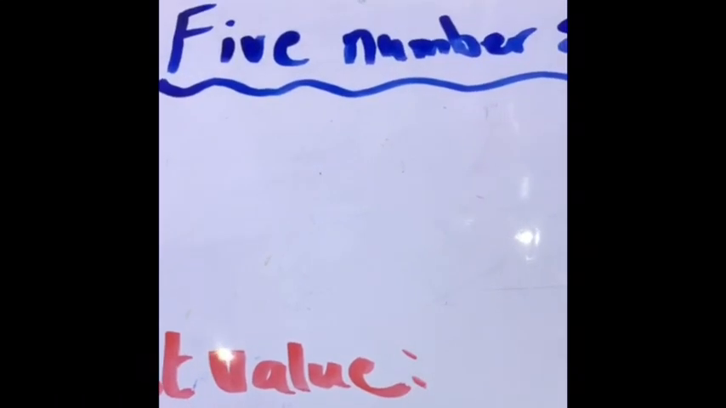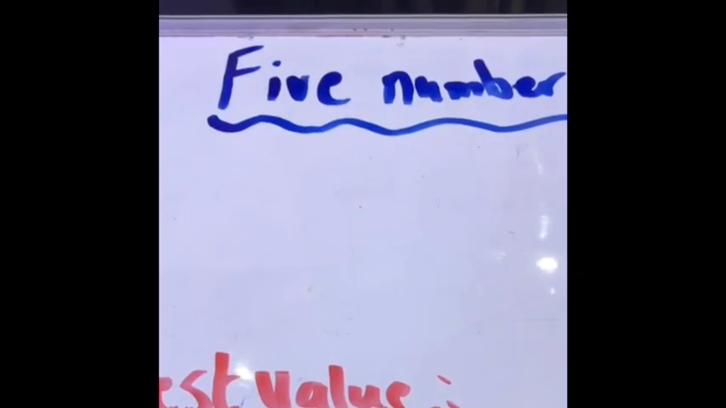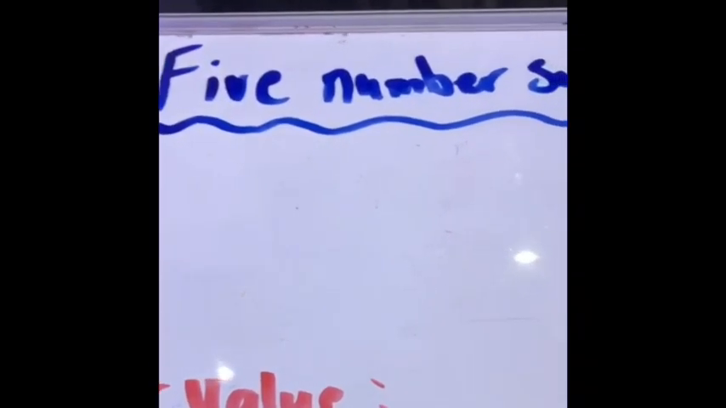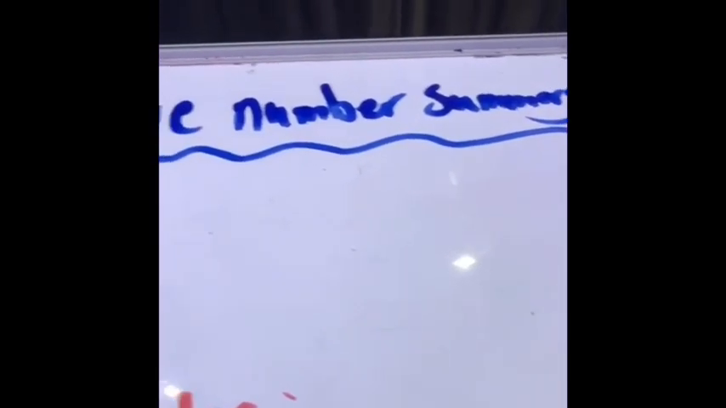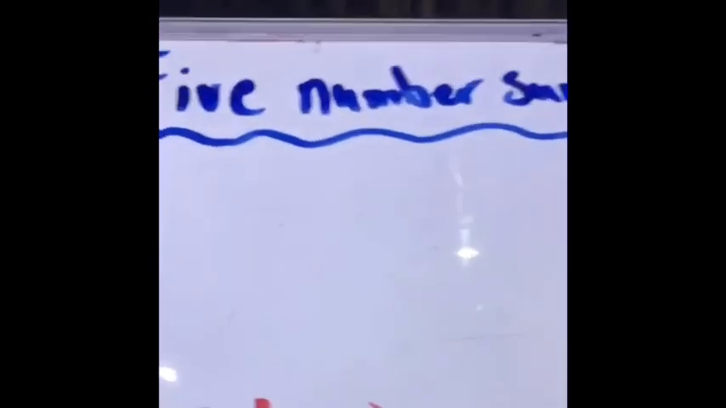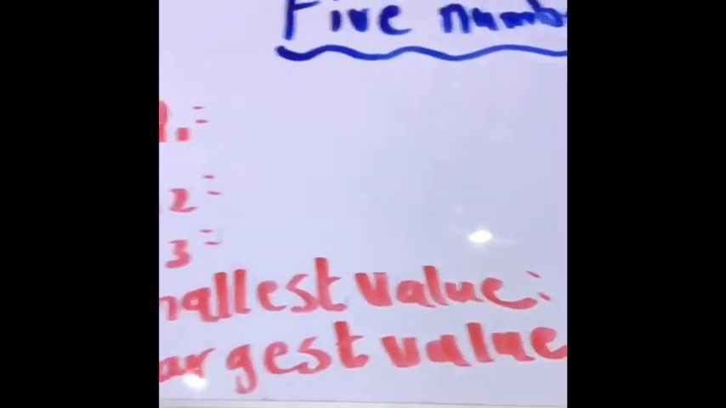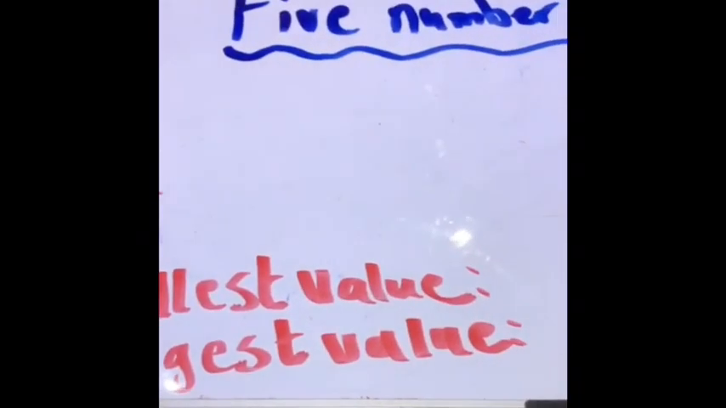I'm Saeed Sultan Al-Samahi, grade 11-1, and today I'm going to teach the 5-number summary. The 5-number summary objective. What is the 5-number summary? The 5-number summary consists of Q1, Q2, Q3, the smallest value in the data, and the largest value in the data.